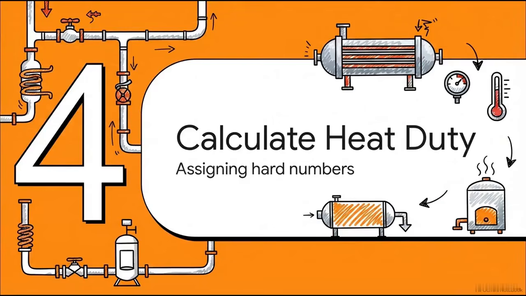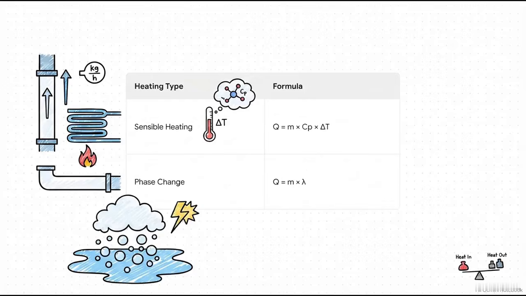Section 4. Calculating the heat duty. Okay, let's break down the math in plain, accessible language. When engineers calculate heat duty, which is represented by the letter Q, they are generally looking at two scenarios: sensible heating and phase changes. For sensible heating, which just means changing the temperature of a substance without boiling it or freezing it, the formula is Q equals M times Cp times delta T.